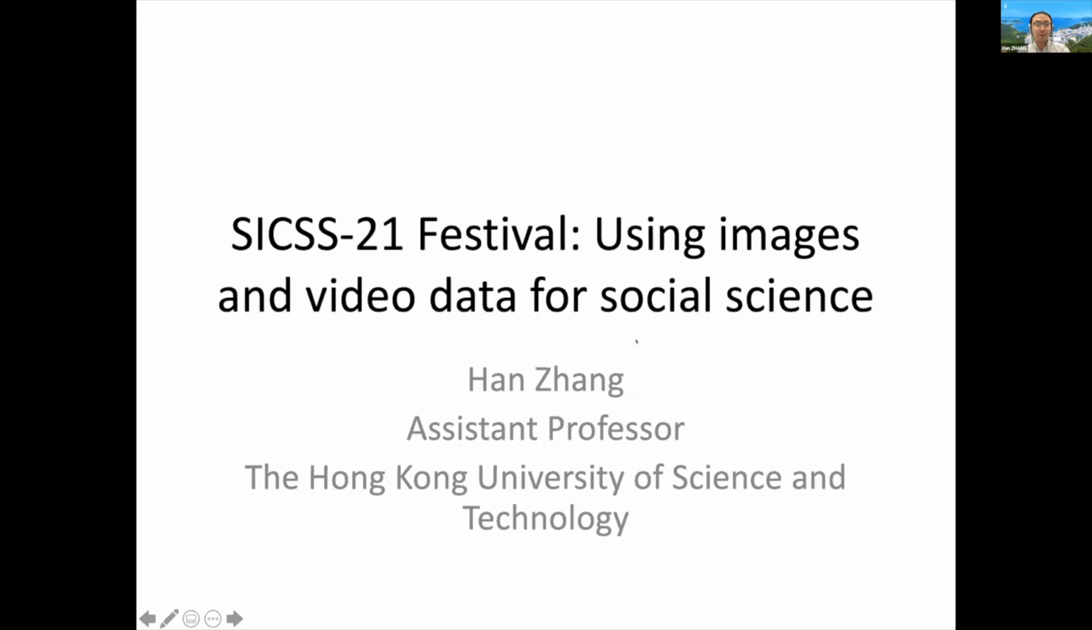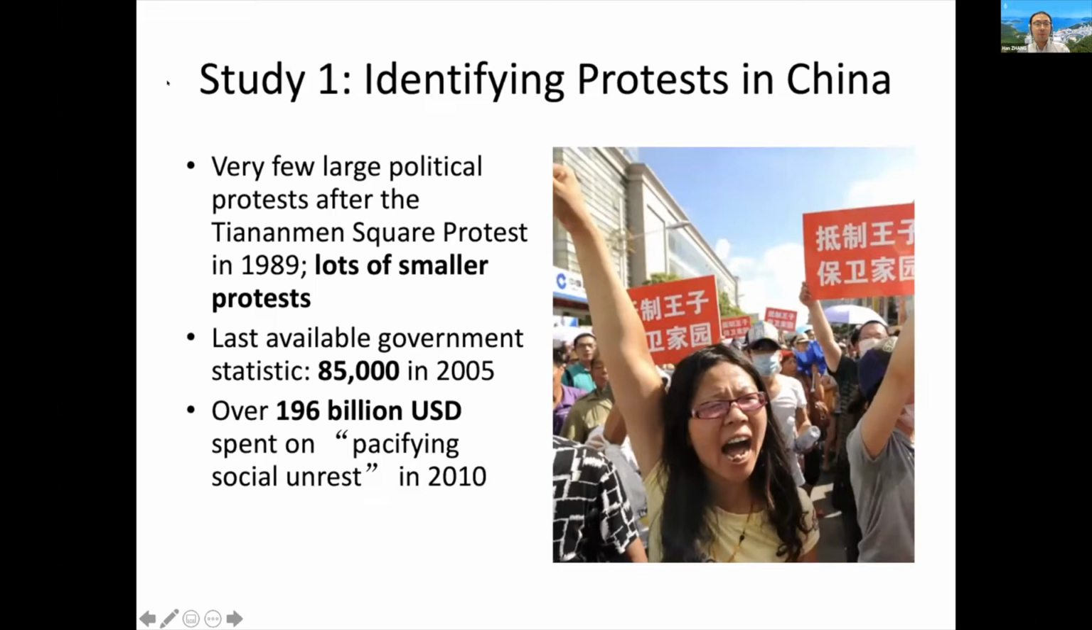So first, this is a project I did during my PhD, where my co-author and I were interested in protests in China. For those who are not that familiar, after Tiananmen Square, there are very few large protests, but there are a lot of smaller ones.